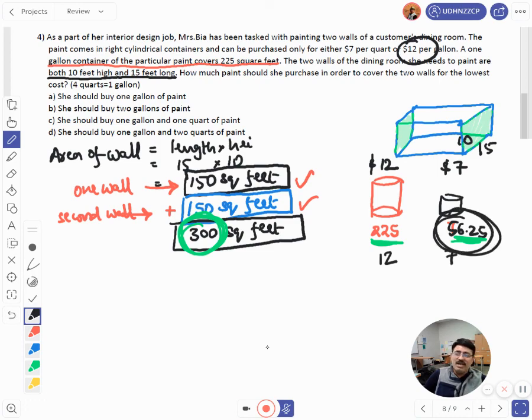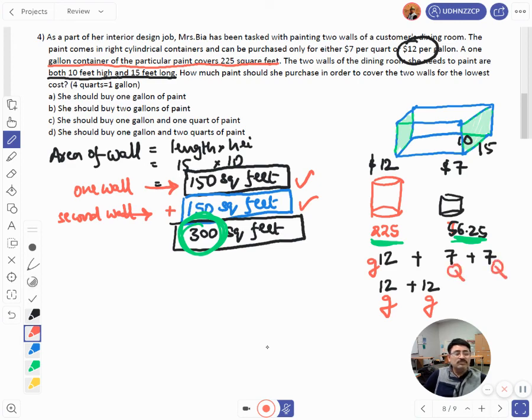225 plus 56 is not sufficient to paint both the walls. So will you take this way, or will you buy 2 gallons? Does it make sense? 2 gallons, 12 and 12. This is 1 gallon, 2 quarts. If you sum up, which is the best deal? For sure we go with this one, we buy 2 gallons, right? So this is how you have to compute.